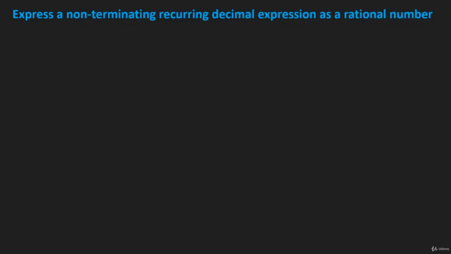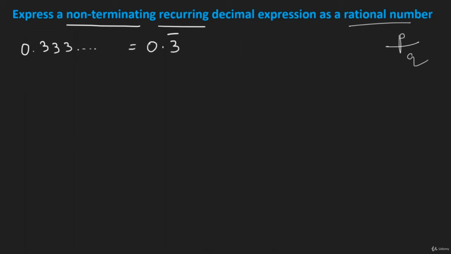In this video, let's learn how to express a non-terminating recurring decimal expression as a rational number. We have learned that a non-terminating recurring decimal expression is a rational number, and rational numbers can be expressed in the form p by q. So let's learn how to do this conversion. Let's take an example. Let's have 0.333 and it goes on like that, which is the same as 0.3 with a bar on top of 3.